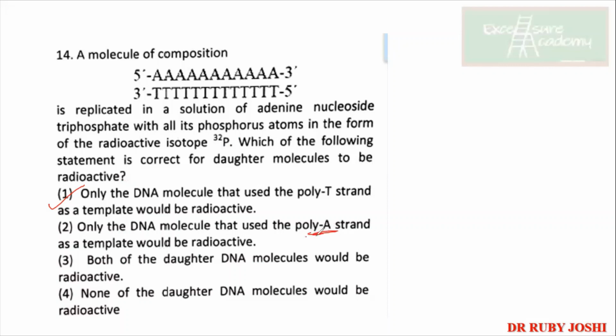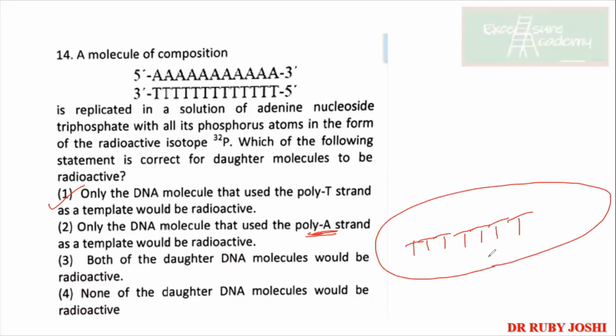See, if we use poly A as template, then on the daughter strand we are going to get only T, and this is not going to be radioactive because it is already given that ATPs are radioactive. So when you're using the poly T strand as template, the daughter molecule is going to be radioactive because it is going to have all the A, and A is radioactive in the solution. So it was actually easy, you just got confused because in the back it was given 2, right?